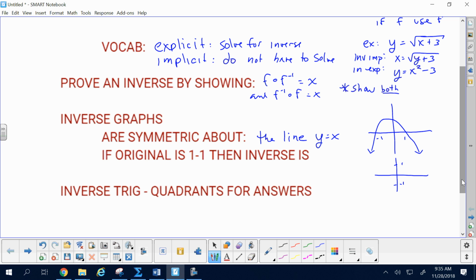Can you tell me? This here, it seems like as x is going to infinity, y is going to negative infinity, yeah? Now those are going to switch. So as y goes to infinity, x goes to negative infinity. It's going to open.